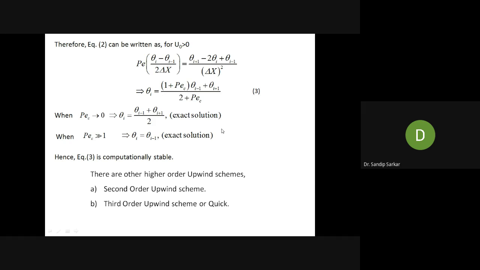Have you understood this? Is there any issue in understanding? Sir, for the Peclet number more than 1, how is theta I plus 1 neglected here? Okay.